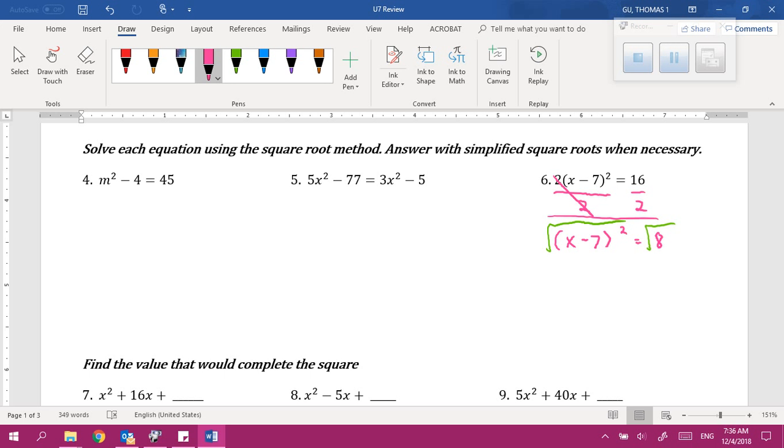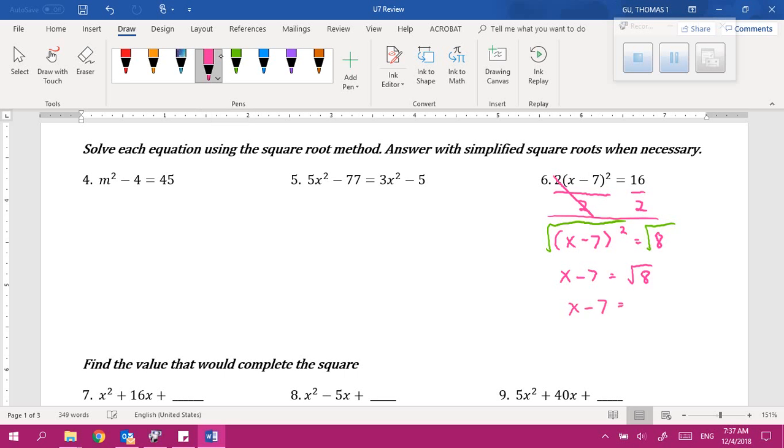Yeah. So if we take square root of both sides, what's on the left side now? X minus 7 equals. Oh wow! Spoiler alert. Okay, we're gonna go square root of 8 first. So what does square root of 8 break down into? Right, square root of 4 times square root of 2.